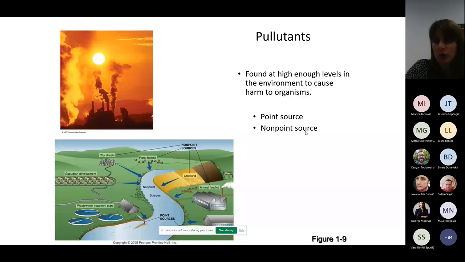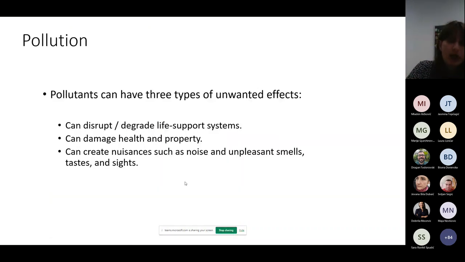So what about pollutants? What are pollutants? Those are substances found at high enough levels in the environment to cause harm to organisms. They can be point sources and non-point sources. Point sources are easy to communicate and recognize in nature, because those are, for example, pipes and some factories. But if we consider agricultural land, then we are talking about a non-point source. And this is actually a huge regional problem.